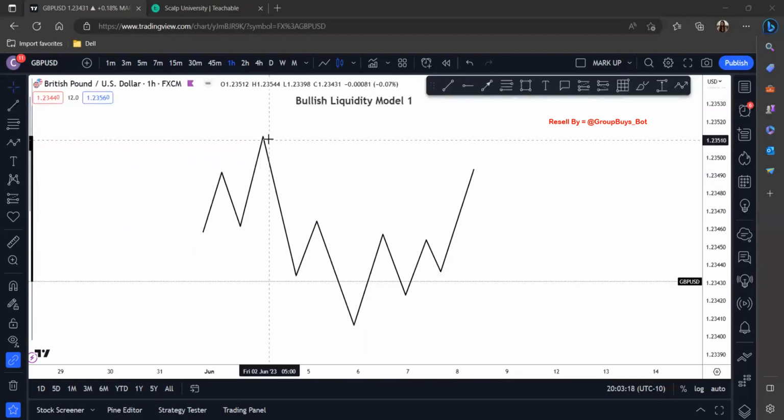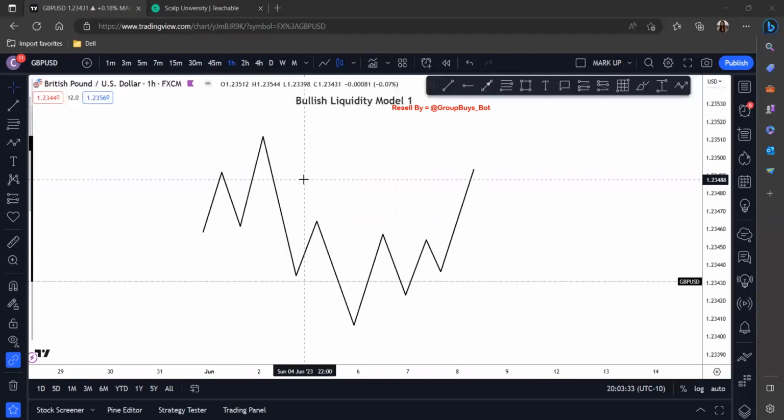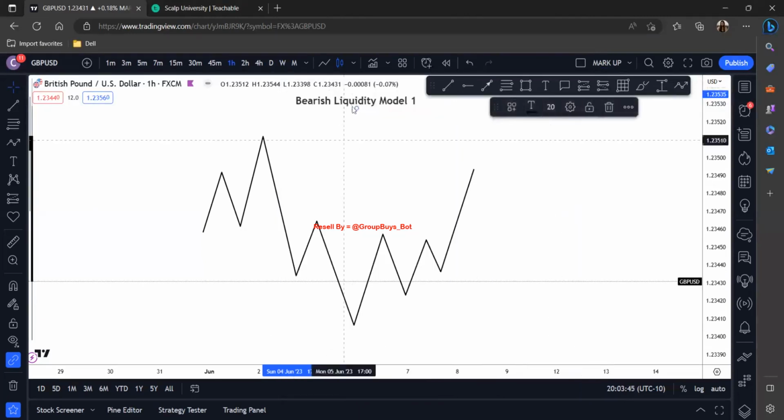We created a high. We then broke structure to the downside. We came up, we had some sort of retest, and we also broke structure again, creating a low, and price is coming up and up. And so this is, like I said... oh, sorry, excuse me. This would be a bearish model. Let me go ahead and change this. Yeah, this would be a bearish model. Okay, so this model would be for sells. My apologies.